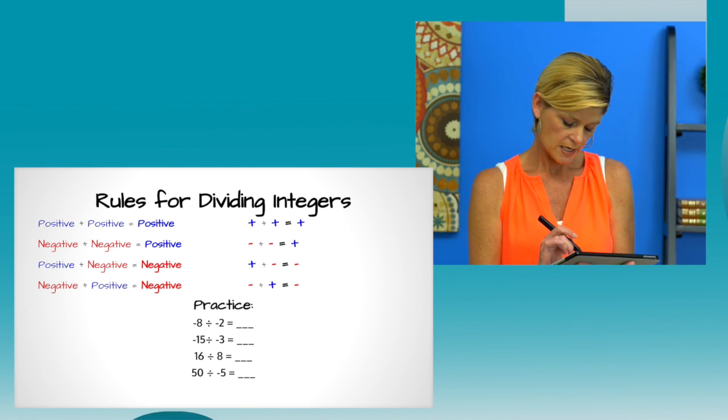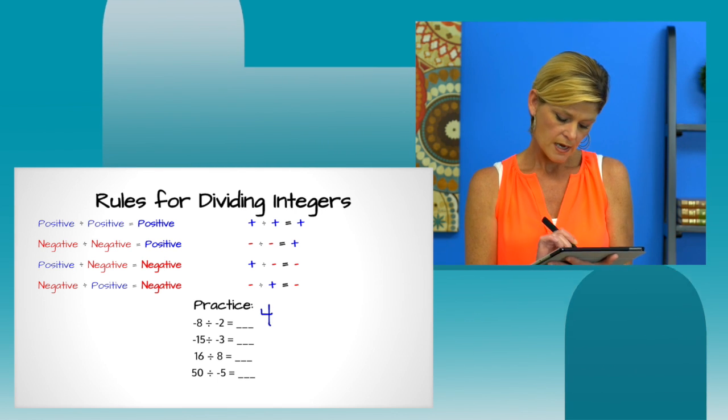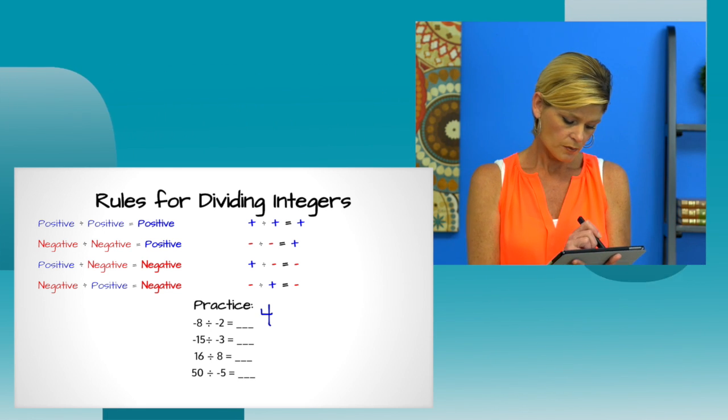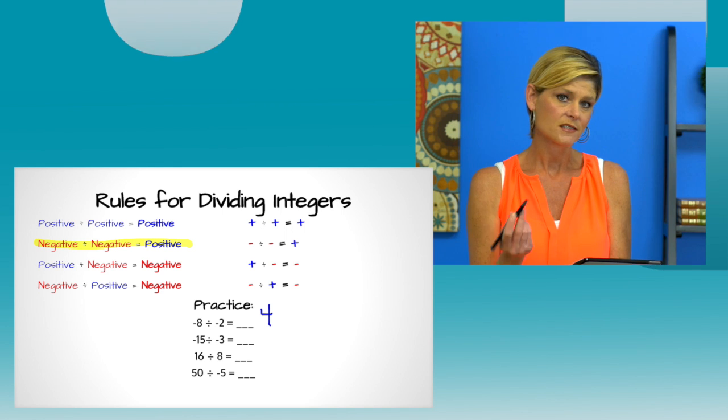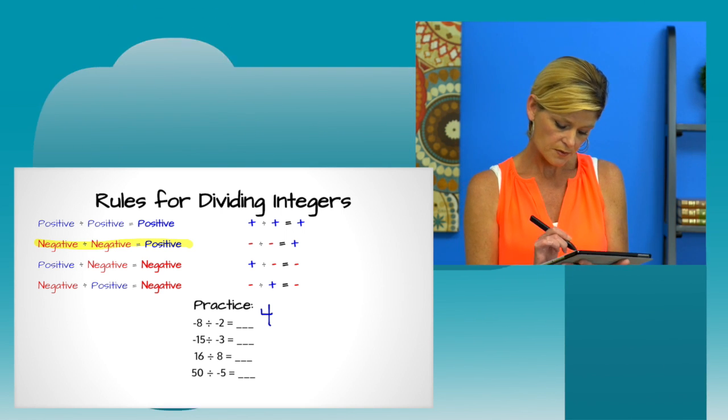And let's take a look at these. Negative 8 divided by negative 2 is going to be 4. I have a negative divided by a negative. I'm going to go back up here to my rules. Remember, a negative divided by a negative is going to be a positive, just like with multiplication. So that'll be positive 4.